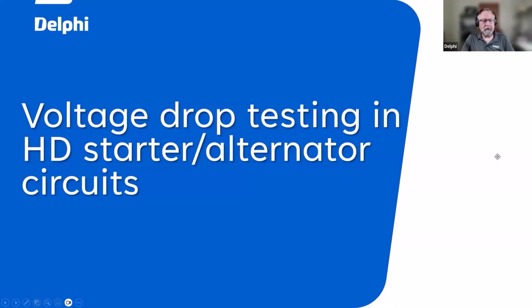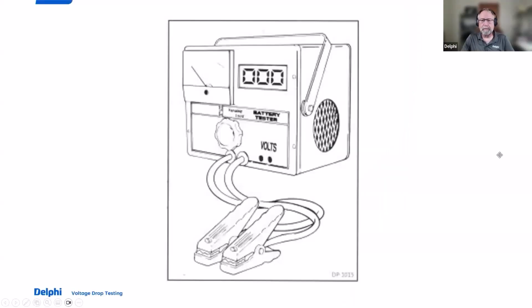Voltage drop testing in heavy duty starter and alternator circuits. For the longest time, I'm thinking 15 or 20 years now, we've been kind of shunning our carbon pile testers. They may be collecting dust in the back of the shop. They may have been thrown out and not be there anymore. Let's just say if you still have yours and you're considering throwing it out, don't do that. It wouldn't be prudent.